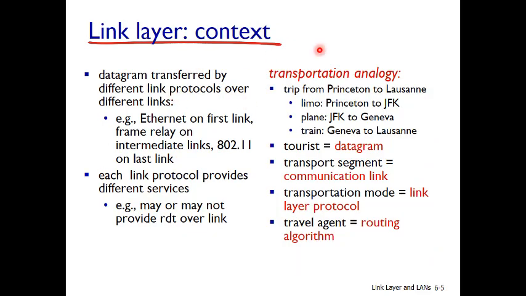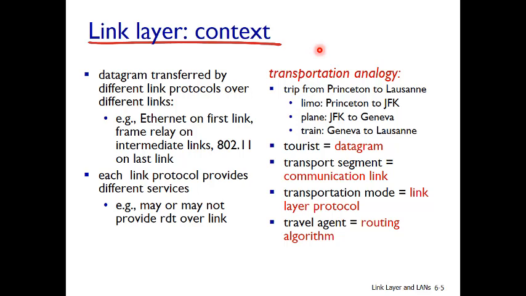So datagrams can actually be transferred by different link layer protocols over different links. For example, I may be plugged into some Ethernet switch somewhere on campus, and then maybe we'll use frame relay on intermediate links from, say, a campus network to some network elsewhere, and then we may use 802.11 on the last link. Now, each link layer protocol could provide different services. It may or may not provide any reliable data transfer over a link.